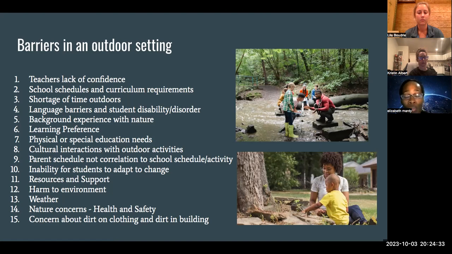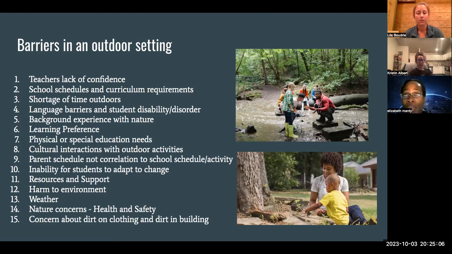Also, the background experience with nature. I have a really interesting background. I wasn't really exposed to nature as much, but eventually I grew out of that when I grew up. Of course, some children may have a different experience. So, teachers may have to find a way to adapt to that particular person when it comes to their experience with nature. And learning preference, everyone has different learning preferences, physical and special education needs.